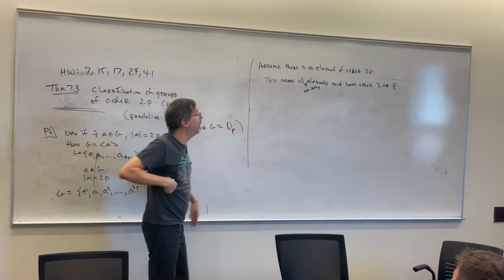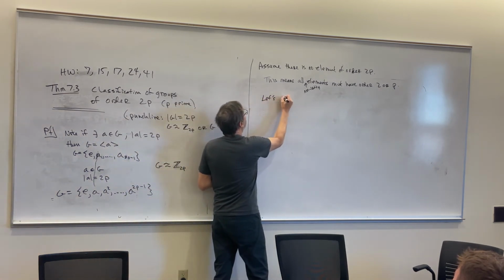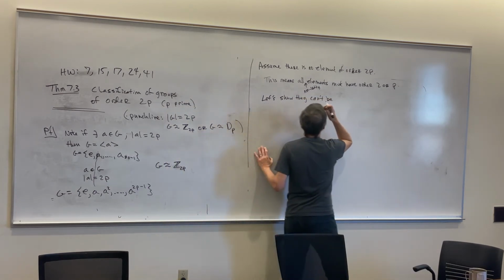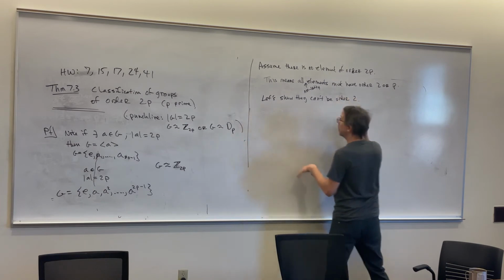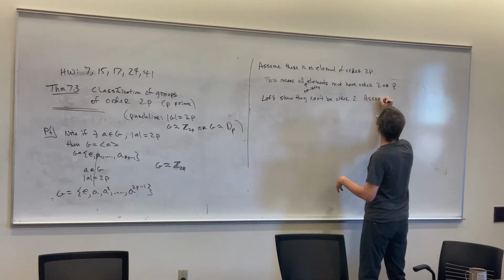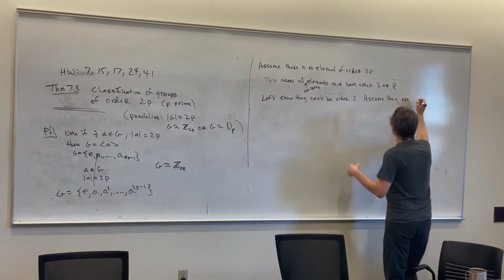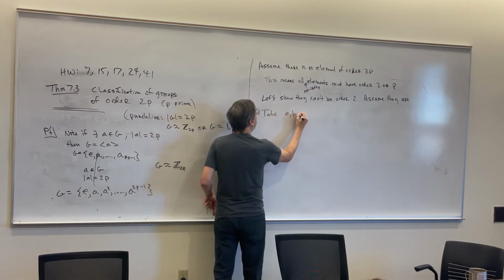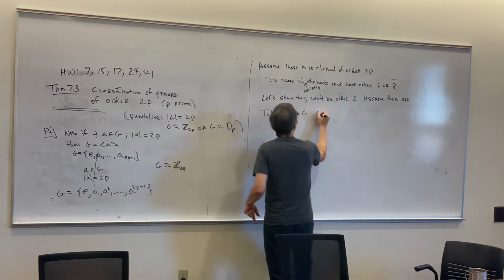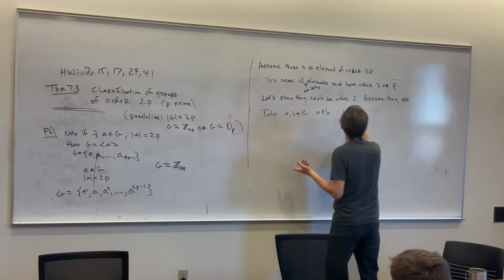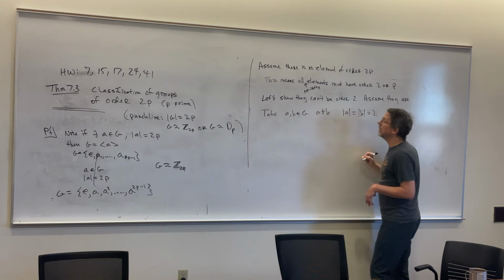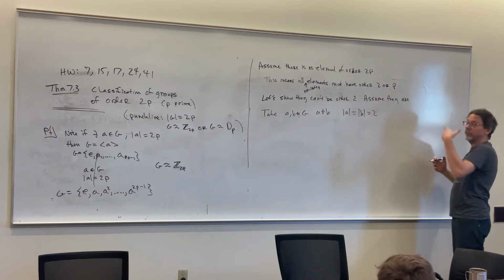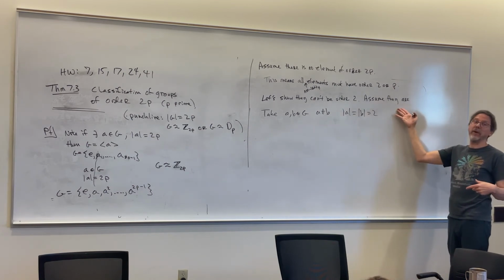So we're headed there. So let's show they can't all be order 2. We're going to do that by contradiction. Assume they are. So every single element in here is of order 2. Let's take two different elements. Let's take A and B in G. A is not equal to B, and the order of each of those is 2. And we're going to do this for everything in there. You take any two different elements, this is true for them by this assumption that's going to blow everything up.